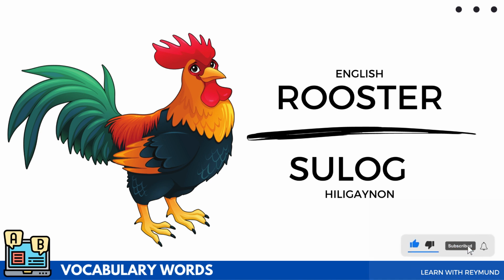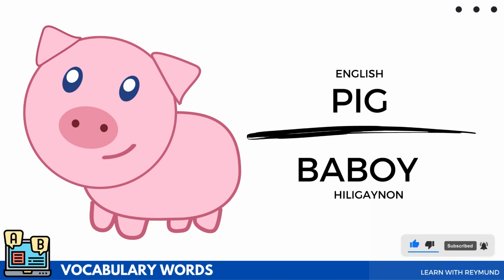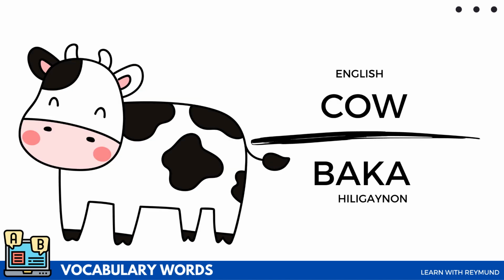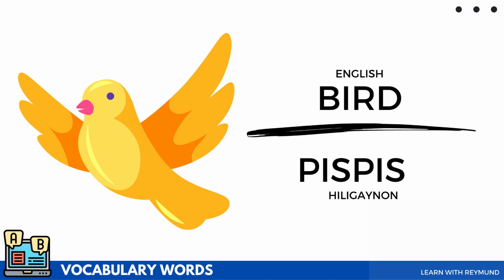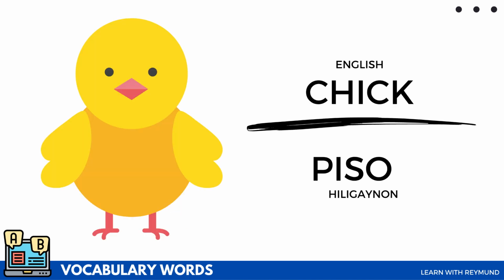Rooster, sulog. We also have a pig in English, and in Hiligaynon, it's a baboy. Pig, baboy. It's a cow in English, and baka in Hiligaynon. Cow, baka. In English, it's a bird, and in Hiligaynon, it's a pispis. Bird, pispis. In English, it's a chick, and in Hiligaynon, it's a piso.